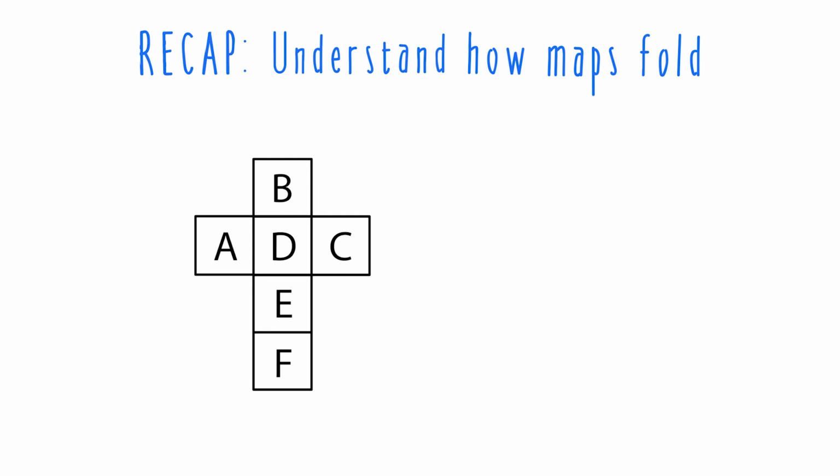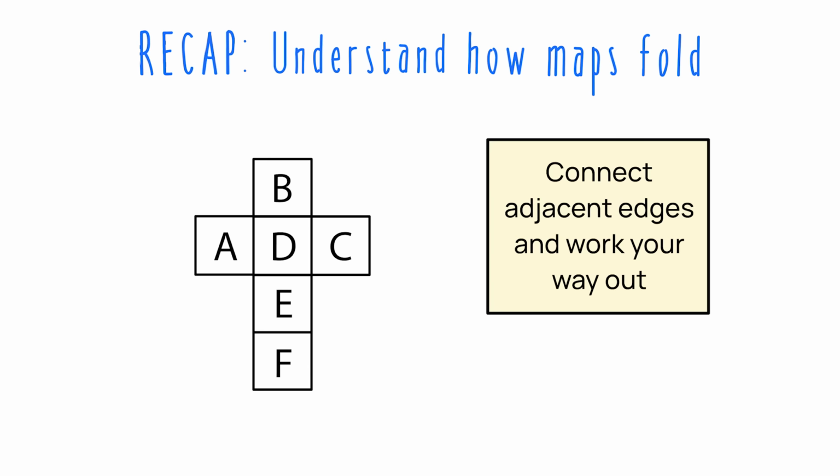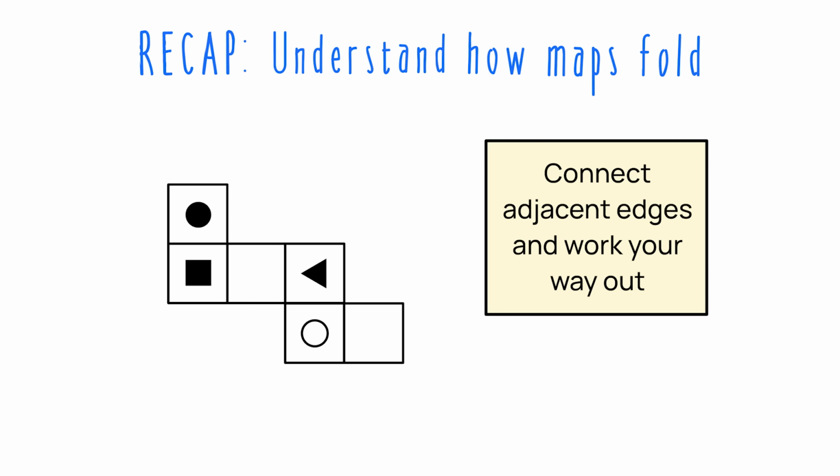If you're not sure about the connections that'll form between faces, start by looking at adjacent edges, and then work your way out from there. This can really help with complicated maps where you're unsure of how they fold. Start with adjacent edges, and work your way out from there to see which faces connect.